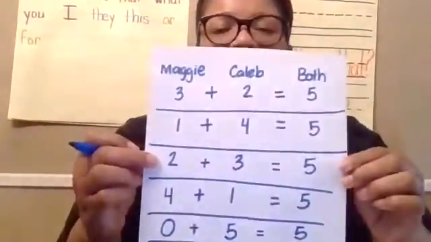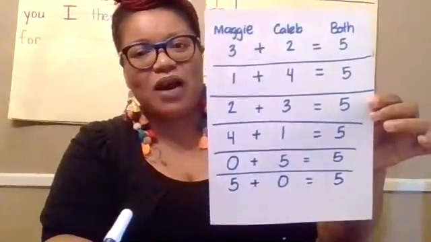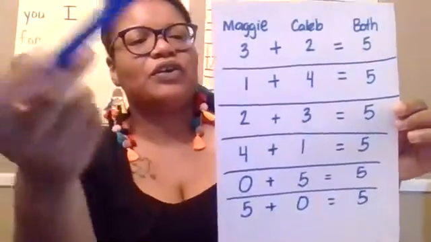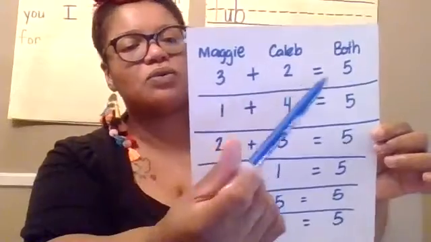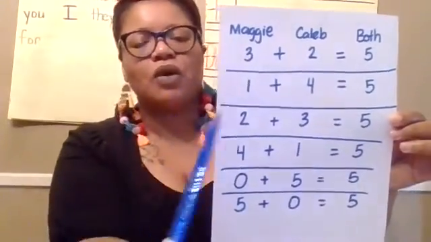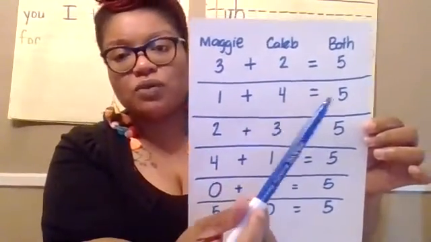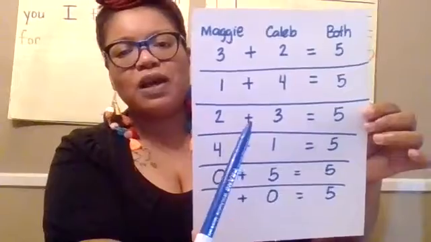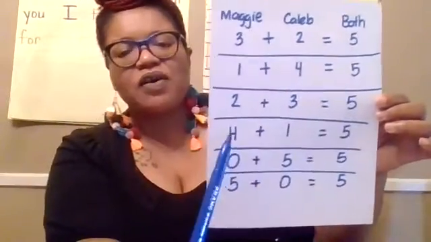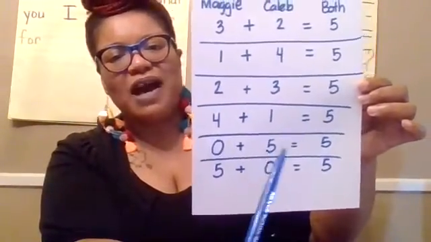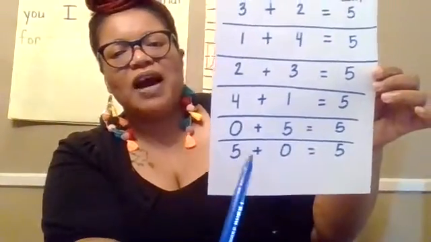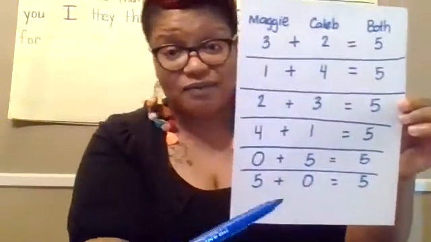So, friends, we now have a chart to go by for our lesson today. 3 plus 2 equals 5, all right? 1 plus 4 equals 5. 2 plus 3 equals 5. 4 plus 1 equals 5. 0 plus 5 equals 5. And 5 plus 0 equals 5, okay?